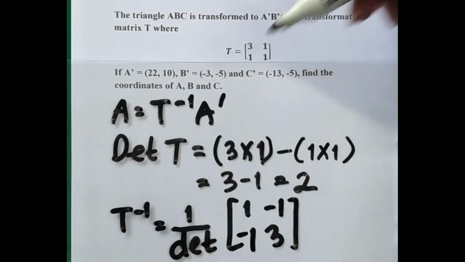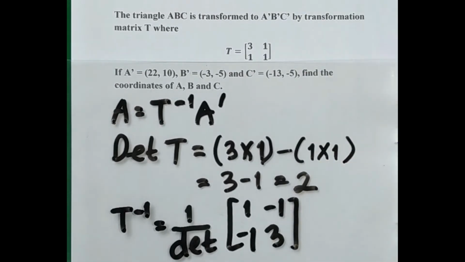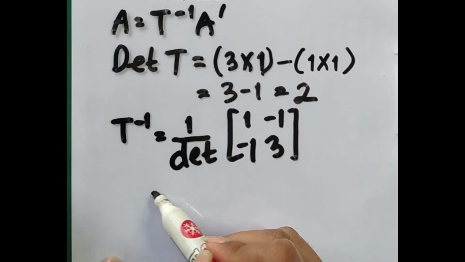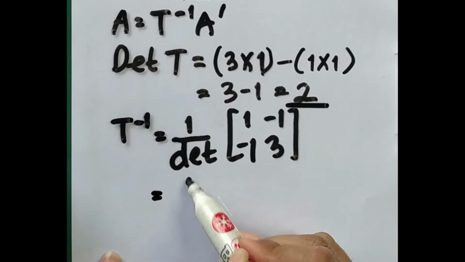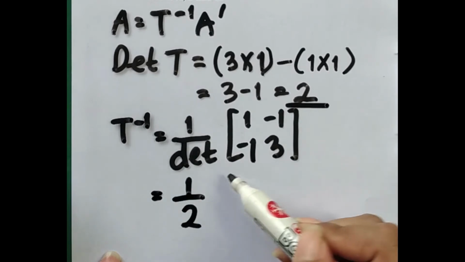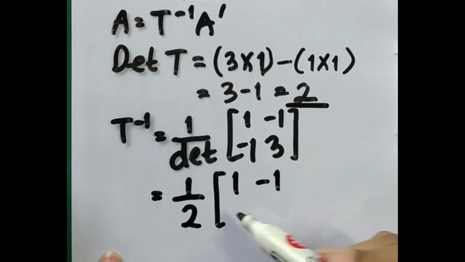1 times negative 1, negative 1. You simply just multiply by negative, okay? So, the inverse equals 1 per determinant. We have known the determinant equal to 2. So 1 per 2 multiplied by this matrix.